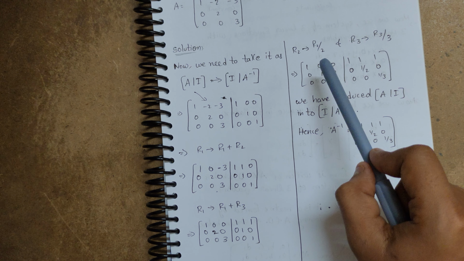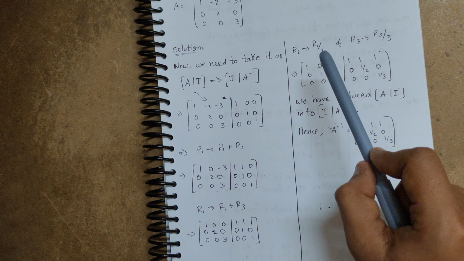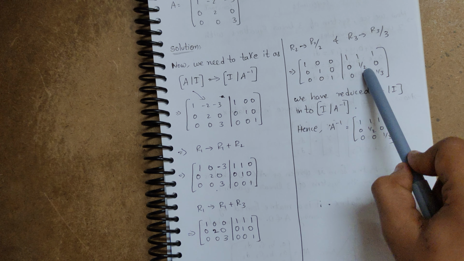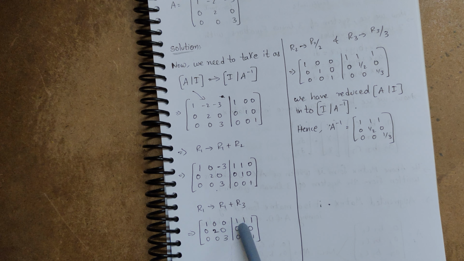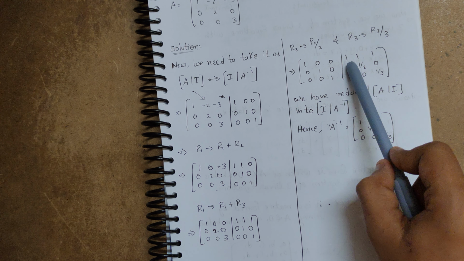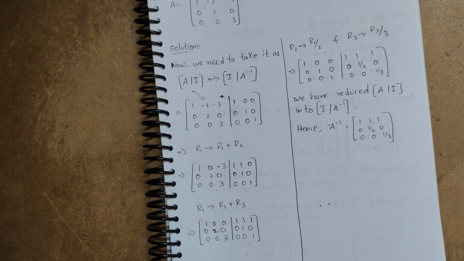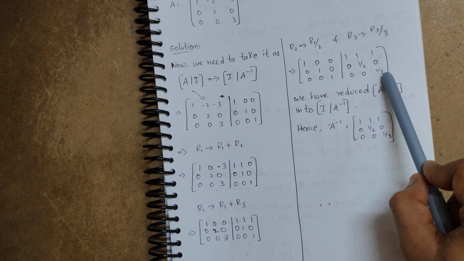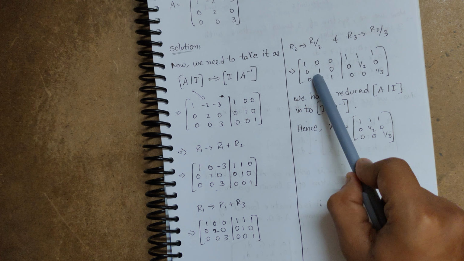And the operations we have done for this also need to be done for this, right? So previously here 0, 1, 0 is there, R2. So we need to divide it by 2. 0 by 2, 1 by 2, 0 by 2. 0, 1 by 2, 0. The same follows for R3, so we got 1 by 3. So we got an identity matrix.